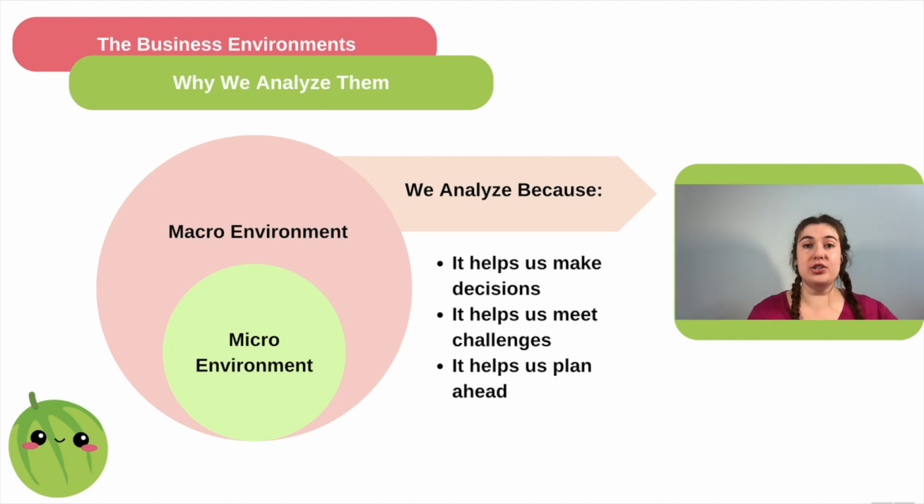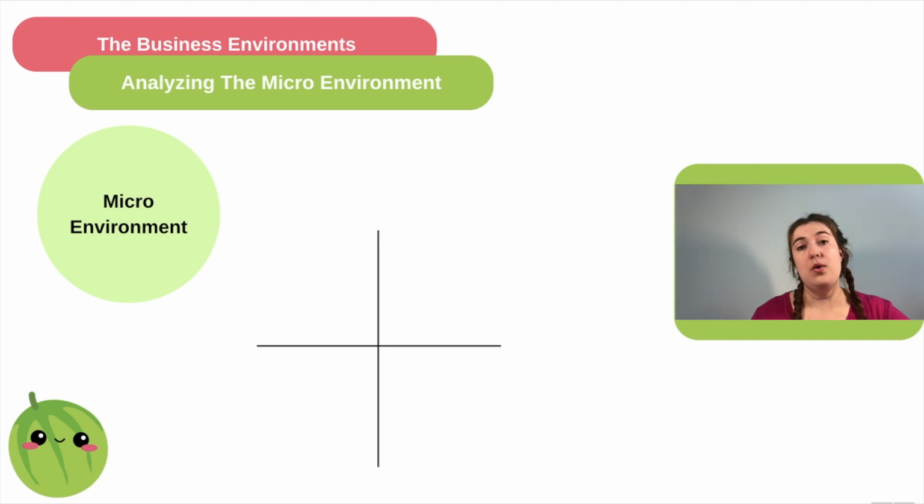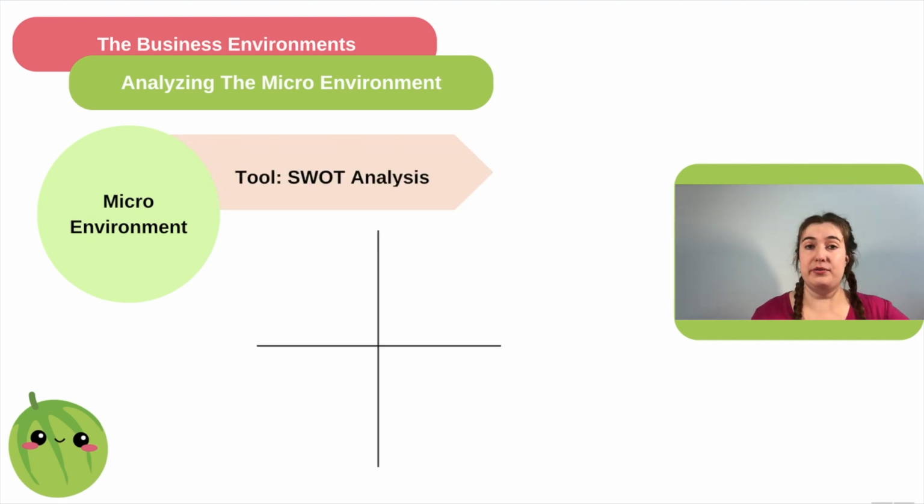So how do we actually analyze these environments? Well, when it comes to our microenvironment, we like to use something that's called a SWOT analysis. A SWOT analysis, you can basically break down into a quadrant type of diagram just to understand it. But when you actually use it, it's much better to use it either in a table form or to simply list it out.